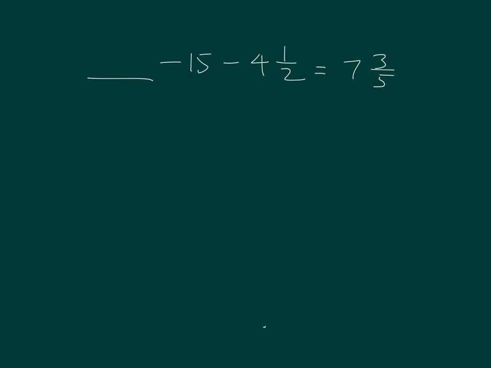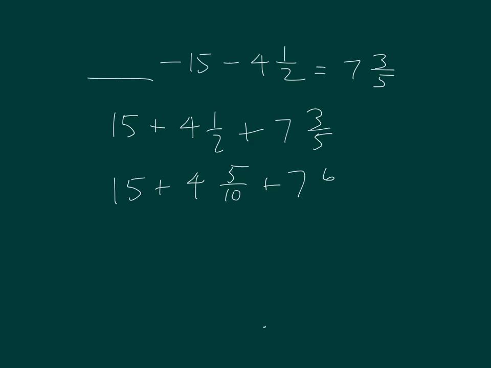Here I have some number, minus 15, minus 4.5, equaling 7 3/5. So it ends up being an addition problem where I add both of those from that side to the 7 3/5. I can rename things into tenths. 15, 4, and 7 is 26, so I get 26 and 11/10, which can be rewritten as 27 and 1/10. That's my answer. So I have an algebraic problem there, where I added 15 to both sides, added 4.5 to both sides to be able to get that with the 7 3/5.